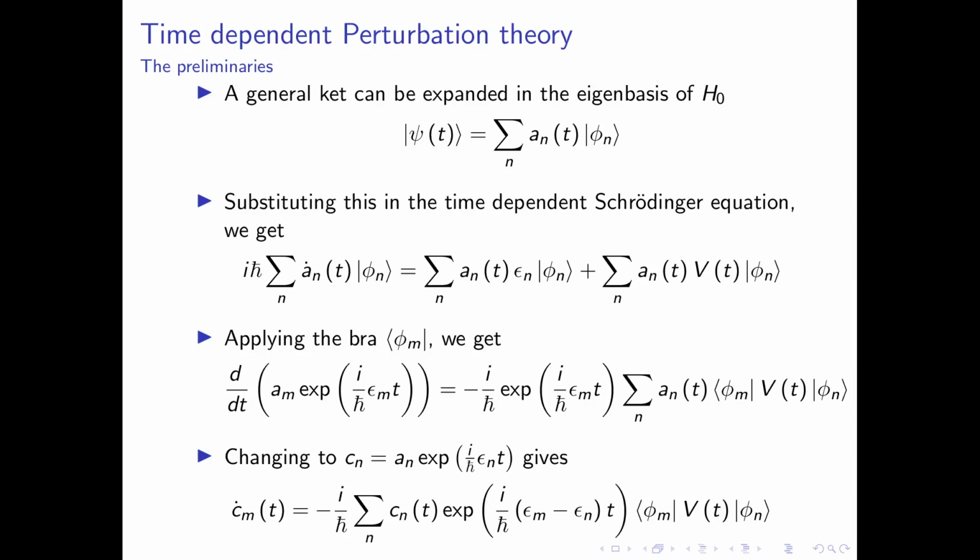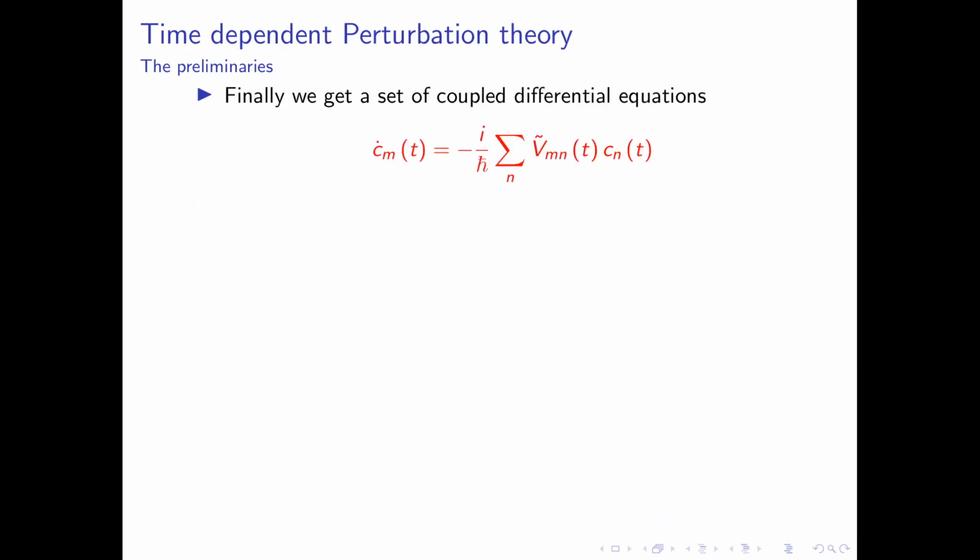And what we will do now is combine the matrix element Vmn of t and this phase factor e to the power i by h cross epsilon m minus epsilon n into t into a quantity which we will call V tilde mn of t. And this leads us to a slightly less cumbersome form of this set of equations. These now give us the coupled differential equations cm dot t equal to minus i by h cross sum over all n V tilde mn of t cn t. Note that we have one equation for each coefficient that we have.